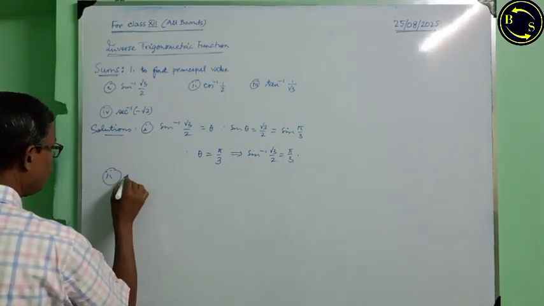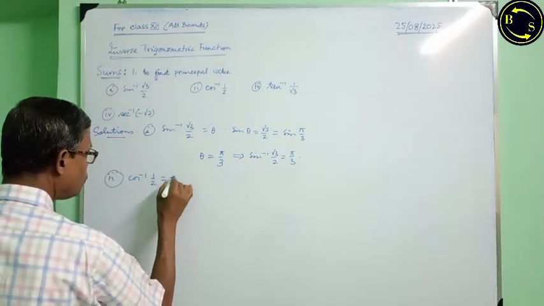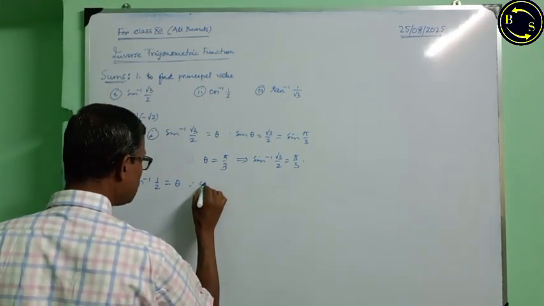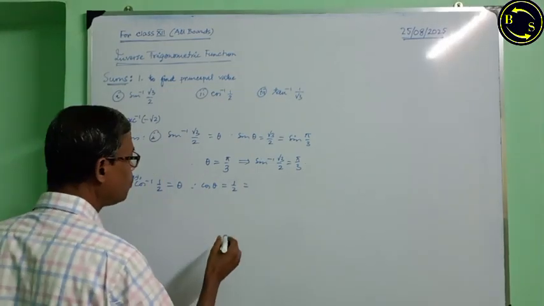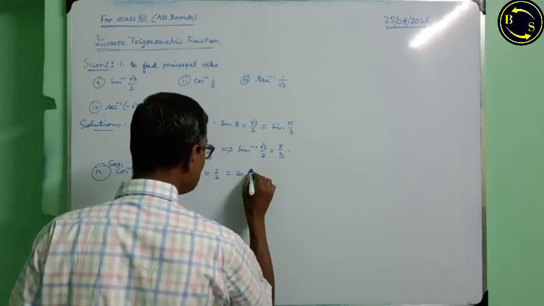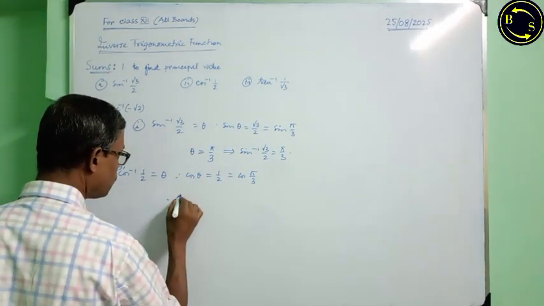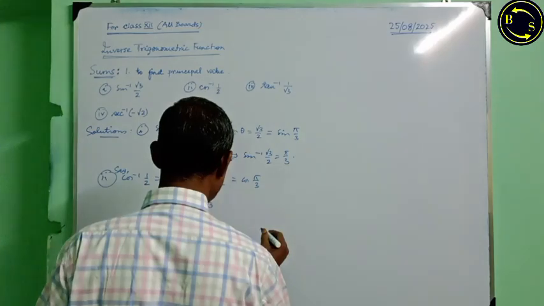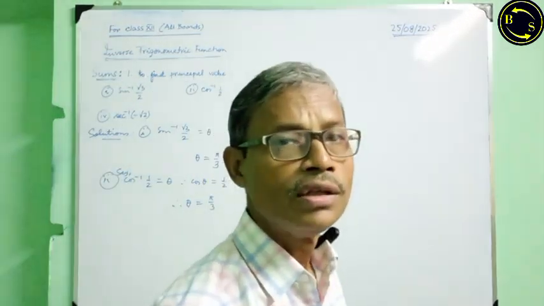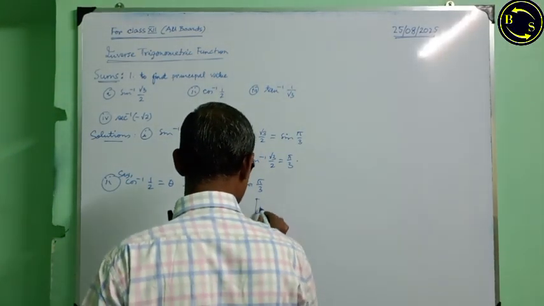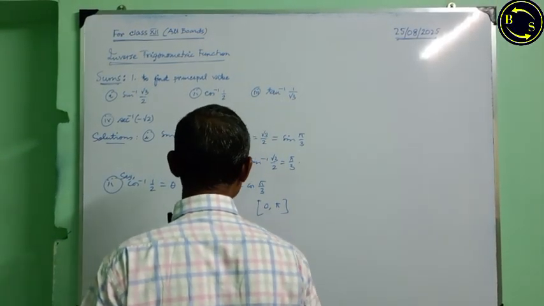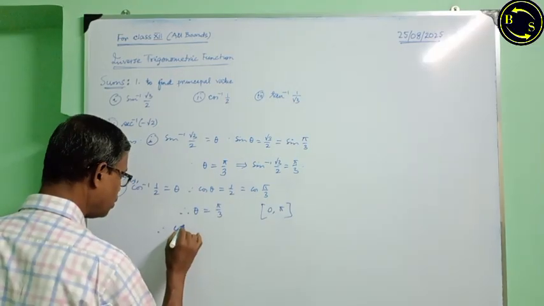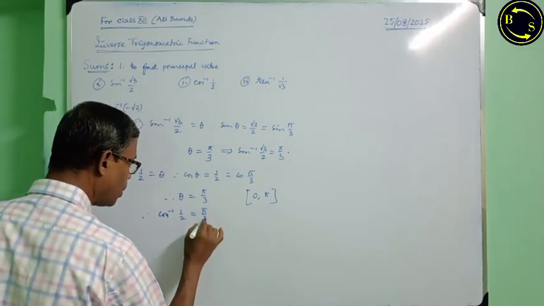Number 2, cos inverse half equal to theta. Therefore, cos theta equal to half. Already you know cos 60 degree, that is pi by 3 radian. Therefore, theta equal to pi by 3. And in case of cosine function, principal value is 0 to pi. Therefore, theta equal to pi by 3, that means cos inverse half equal to pi by 3.